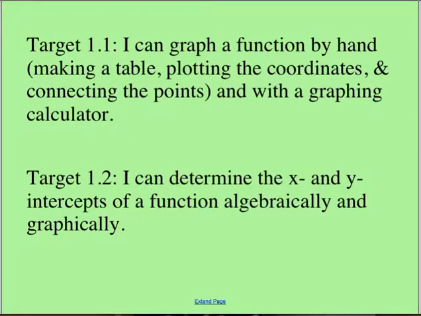So this video covered targets 1.1 and 1.2. Hopefully you remember these from Algebra and Algebra 2. This is just a good recap video.